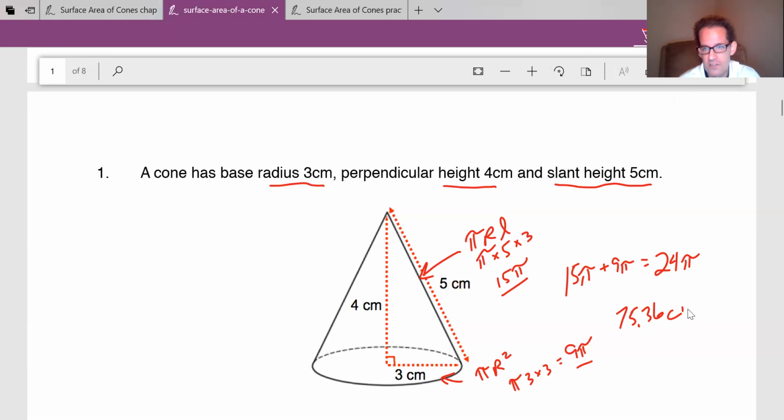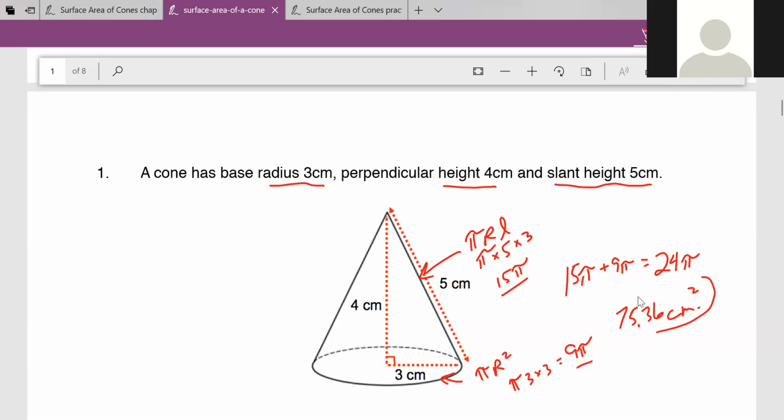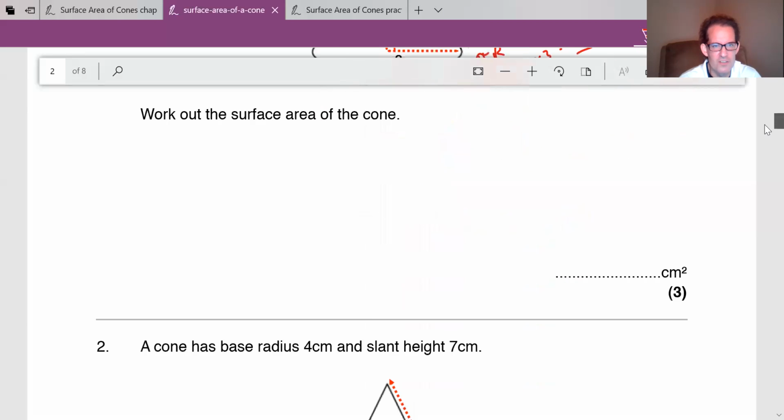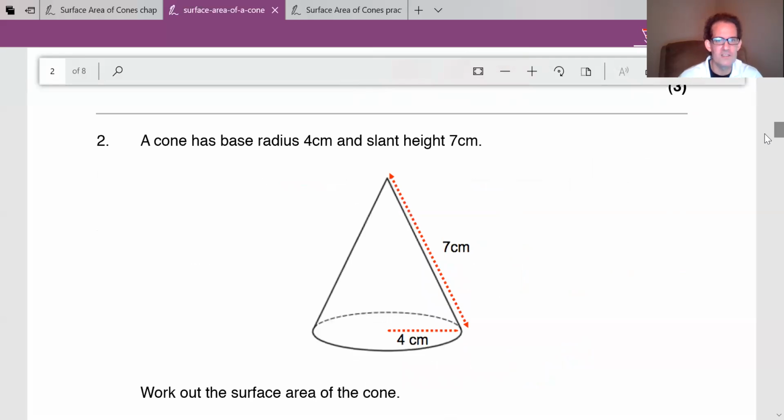75.36 square centimeters would be my answer for number 1. Plenty of space to write there. Okay, let's look at this one. The cone has a radius of 4 centimeters and a slanted height of 7 centimeters. We want the slanted height.